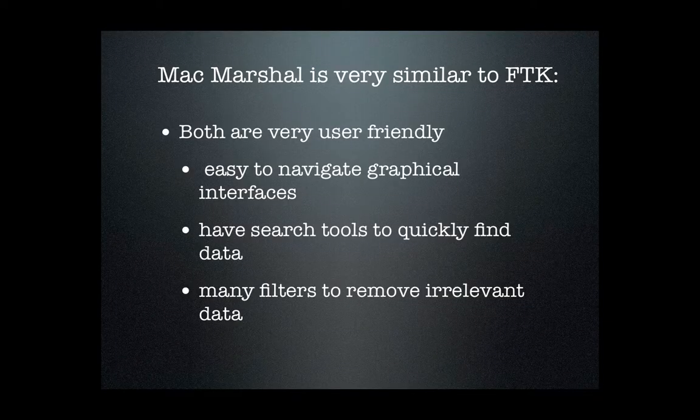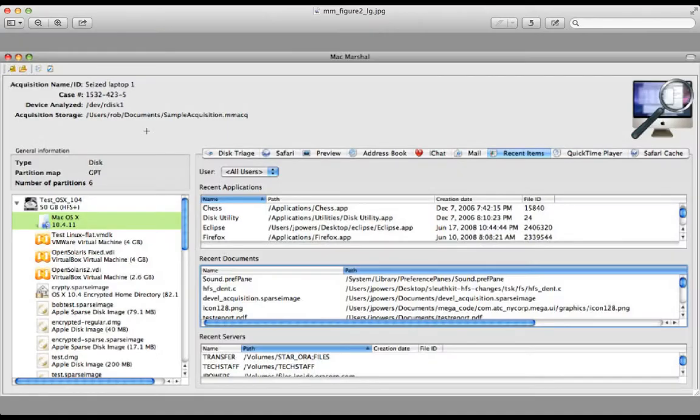The Mac Marshal Analyzer is also quite similar to that of FTK. Both have user-friendly setups with easily navigable graphical interfaces, search tools to quickly find data, and filters to remove irrelevant information. Let's take a look at the interfaces of these two programs. The first interface being displayed here is of Mac Marshal. Under the General Information box, you can see the hard drive that is being examined and several of the files it contains. The bar near the top of the window has several options to allow the viewing of certain documents based off of specific characteristics.